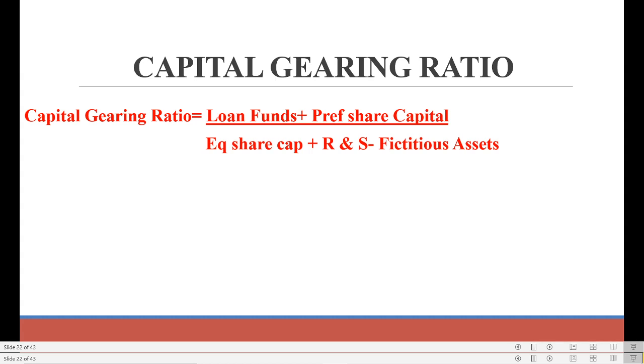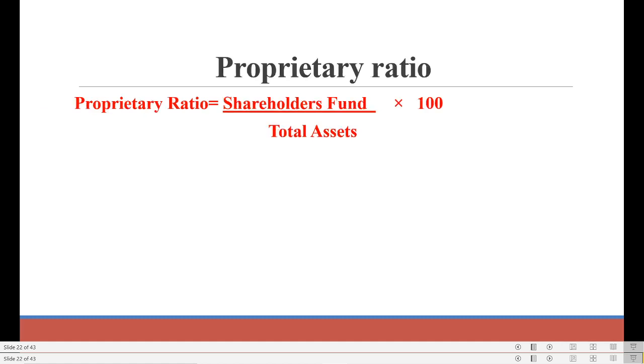So the numerator, if you see, is loan funds and preference share capital. Obviously the numerator is fixed interest bearing securities, because on all loan funds, whether you take loan or debentures, you have to pay fixed interest, and on preference share capital also you have to pay fixed dividend. So numerator is fixed interest bearing securities upon non-fixed interest bearing securities, meaning variable income. So first is equity share capital, then reserves and surplus minus fictitious assets. So this is capital gearing ratio.